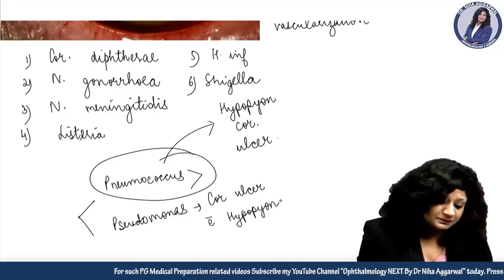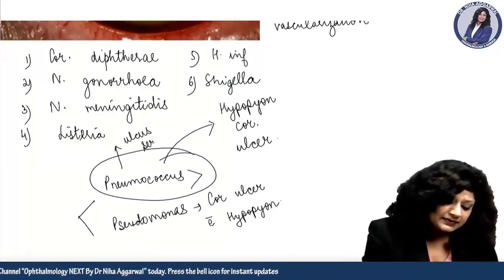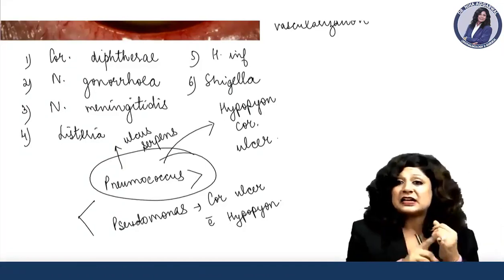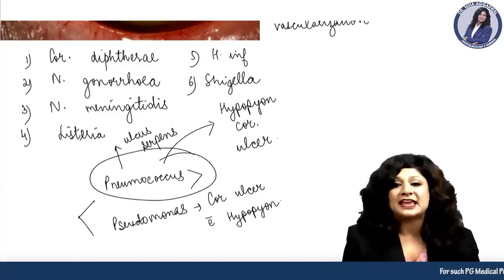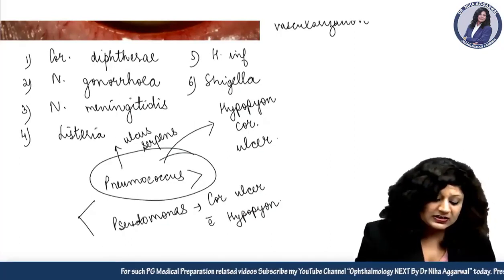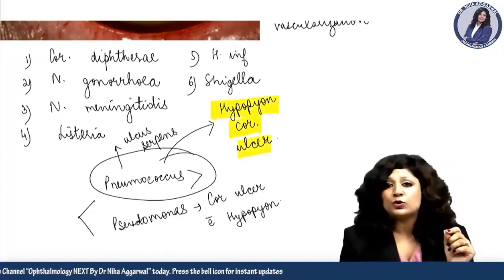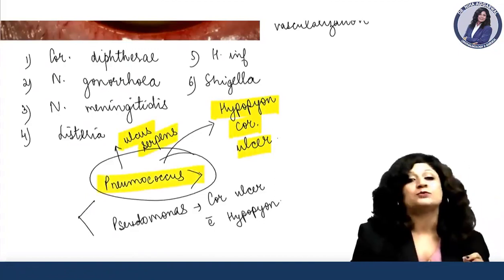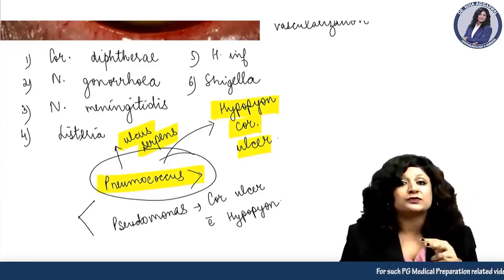Second important thing, this ulcer is also called ulcus serpens. Ulcus means ulcer. Serpens means snake-like. So if you are using two important words, when I say hypopyon corneal ulcer, that means I am talking about pneumococcus. When I talk about ulcus serpens, that also means I am talking about the pneumococcus. Now, what are the two important features of the hypopyons?